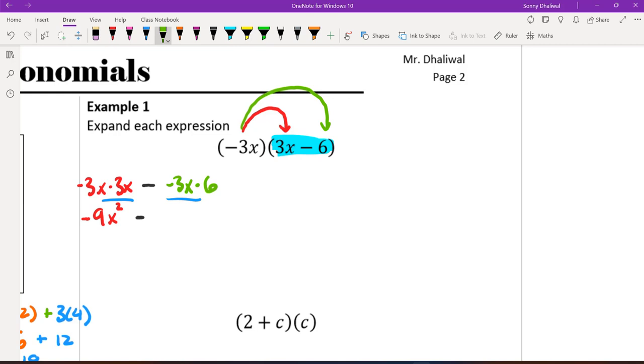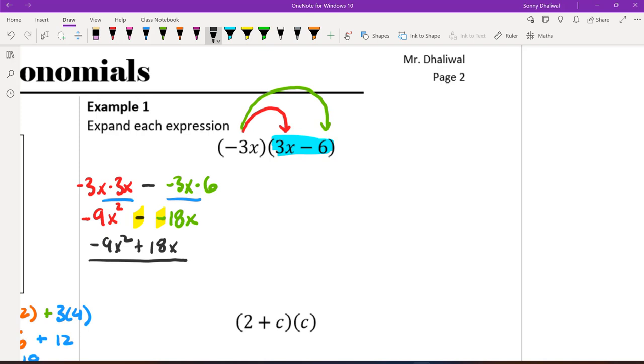And we have the green. Here, we combine those together. What do we get? What would that be? Ethan? Negative 18x. Okay? Now we have 2 negatives next to each other, so that would make a plus. So our final answer will be negative 9x squared plus 18x.